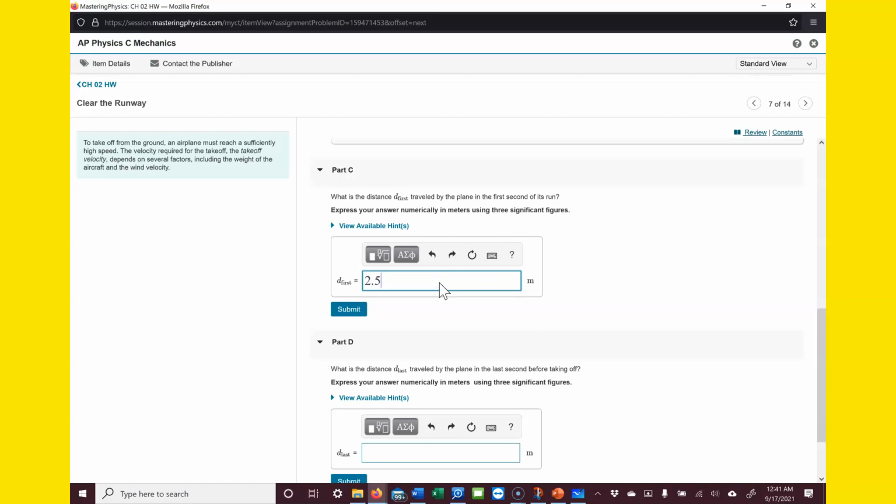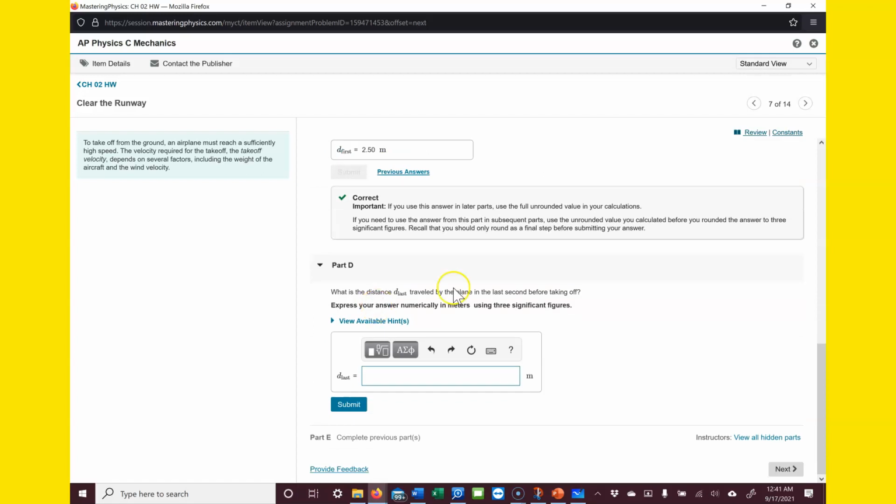.5 meters. What is the distance traveled by the plane in the last second before taking off?